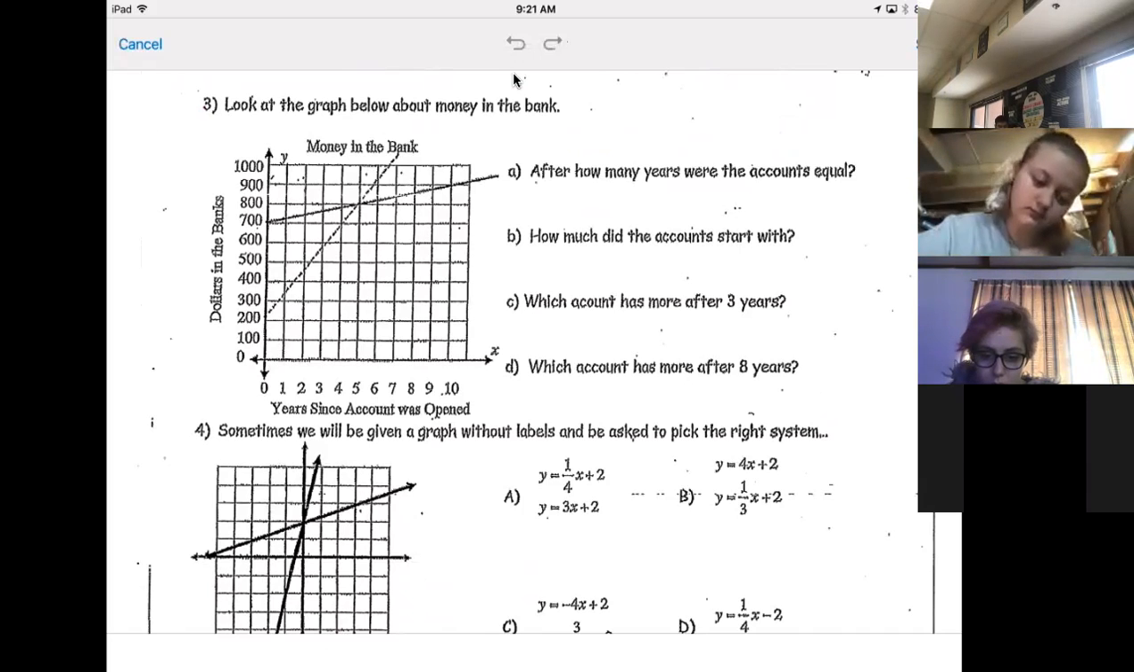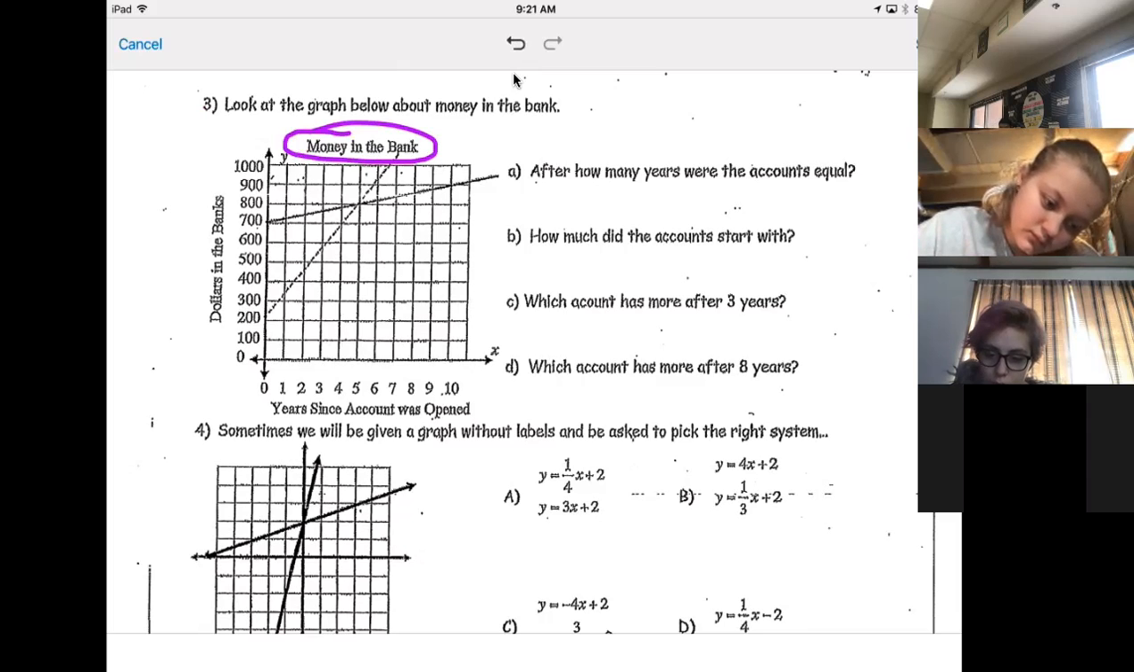Okay, so we have another real world situation, another interpreting a graph. It says, look at the graph below about money in the bank. I like money in the bank. I wish I had some money in the bank, but I like it if it was there.